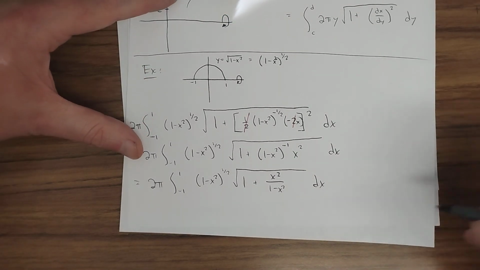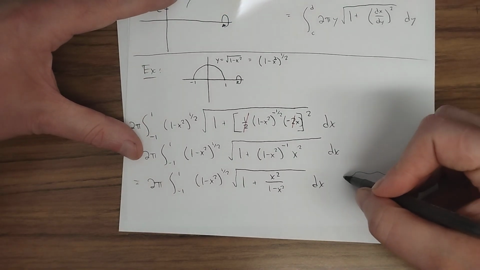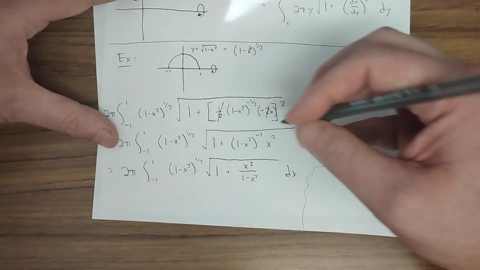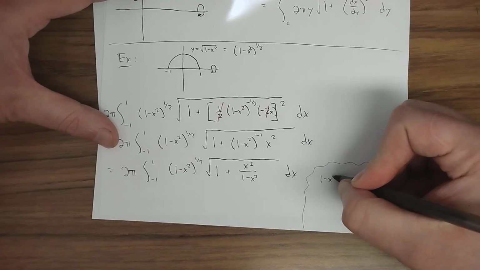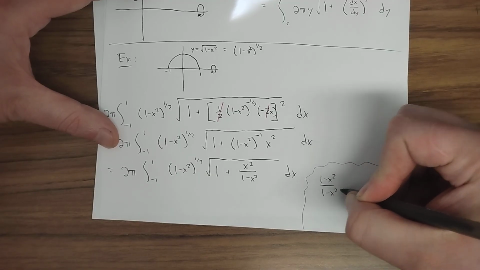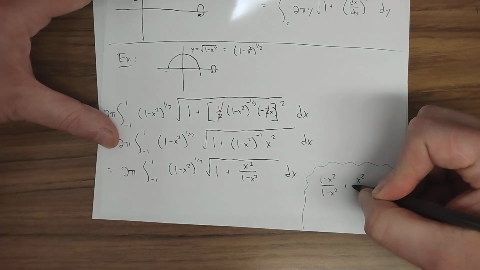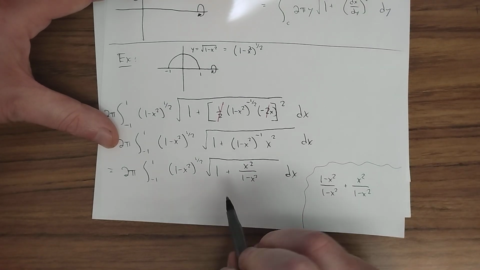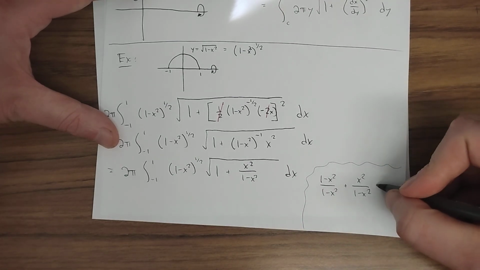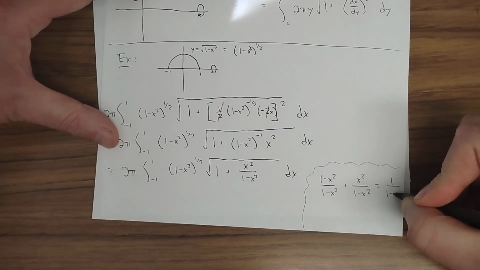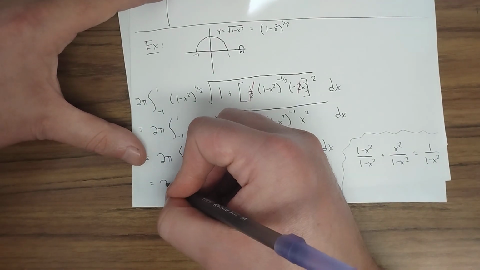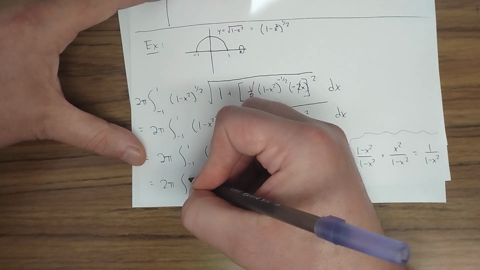So let me go off to the side here. What's underneath the square root? That's 1 minus x squared over 1 minus x squared plus x squared over 1 minus x squared. I'm just getting a common denominator here. And then I add going across, and that's just 1 over 1 minus x squared. Let me rewrite it.